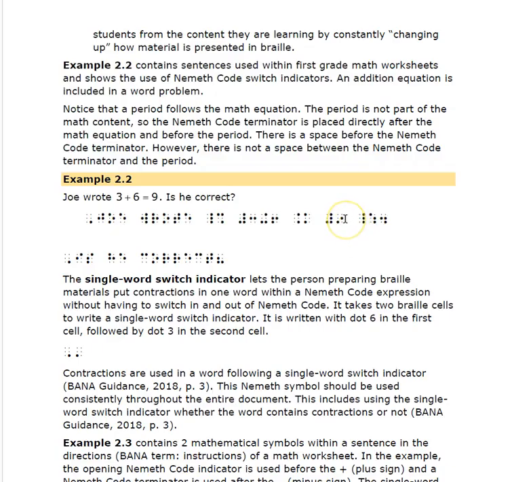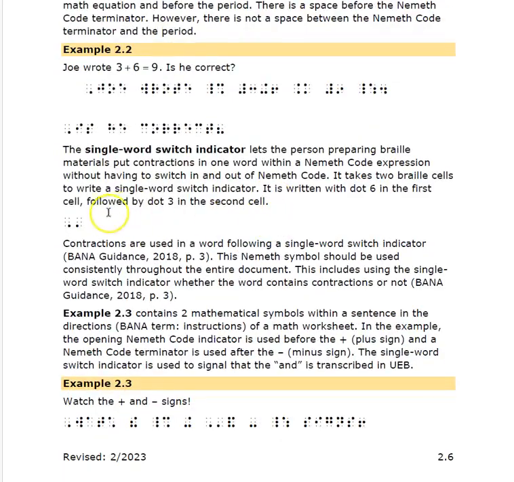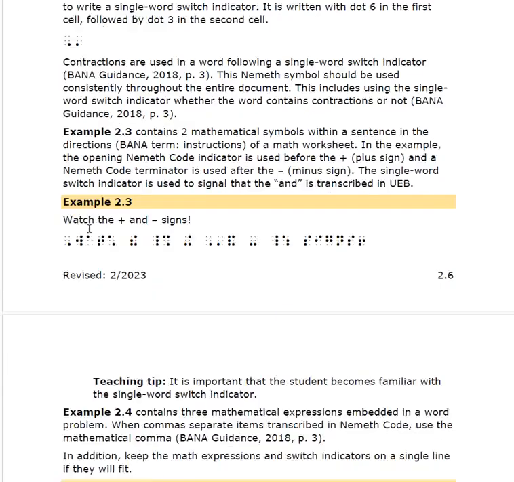Notice it does not touch the numbers. Okay, there's a space after the number before the finish Nemeth sign. So 4, 5, 6 and the WH. And then the period touches that. Okay? And then is he correct? Question mark.